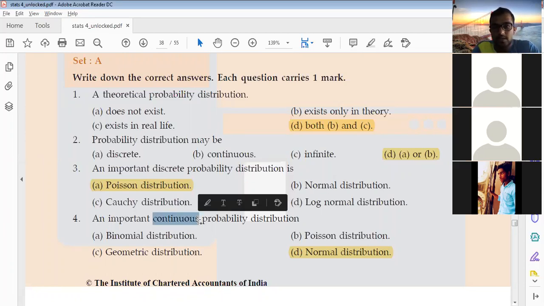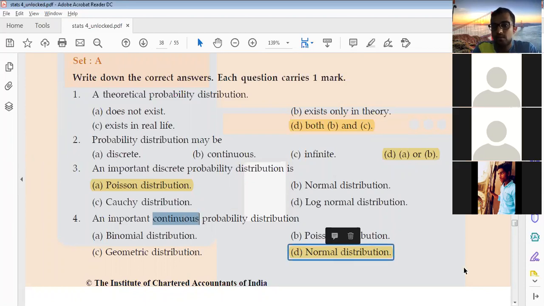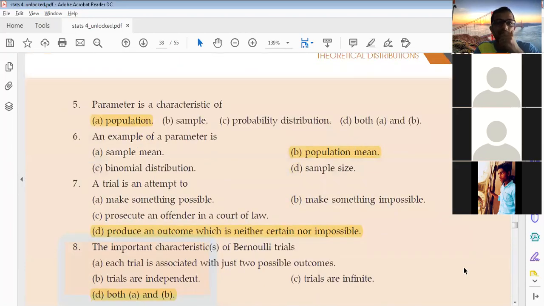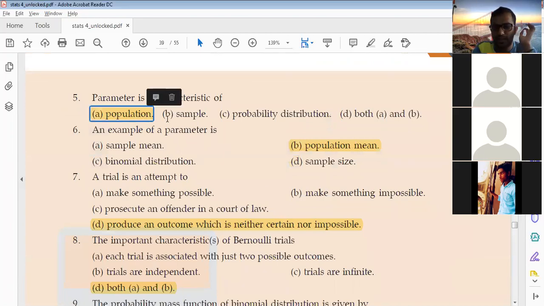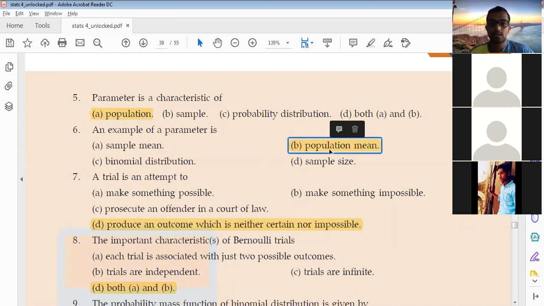Important continuous: we have learnt only one, that is normal distribution. Parameter, I told you, is a very important question. Every year repeated, either parameter or statistic. The parameter is a characteristic of population. Example for parameter: sample mean, binomial distribution, sample size, population? Answer is population mean, because parameter, I told you, is the data estimated from the population, be it mean, standard deviation or whatever. Size, why didn't you take? Because it is sample. Sample in the sense statistic.